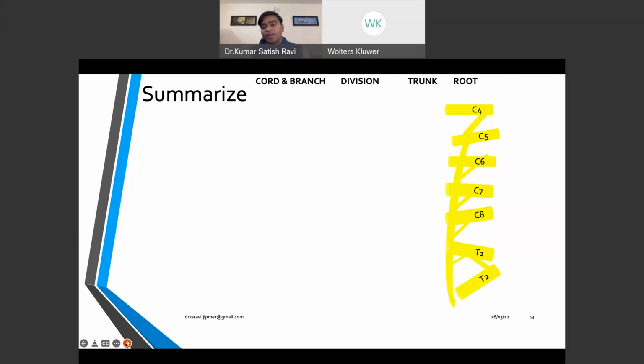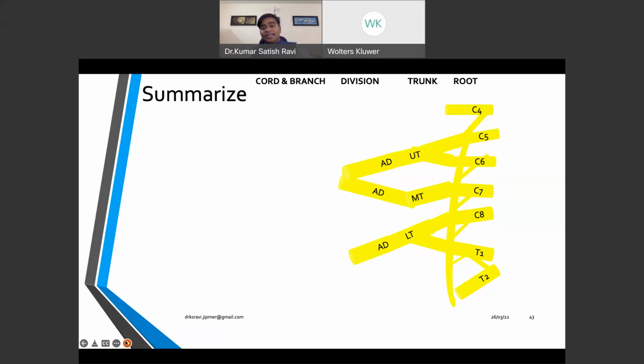Then we have the different trunks. The upper trunk is formed by the ventral rami of C5 and C6, the middle trunk by C7, and the lower trunk by the ventral rami of C8 and T1. So these are the three trunks: upper trunk, middle trunk, and lower trunk. Now you can appreciate that the upper trunk will divide into an anterior division and a posterior division, right? Similarly, the middle trunk will divide into an anterior division and a posterior division, and the lower trunk will divide into an anterior division.